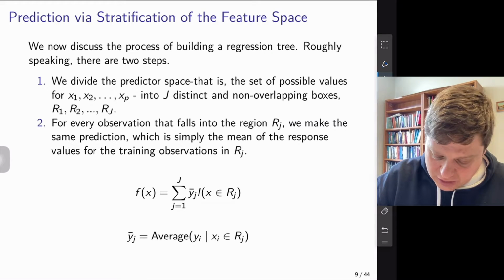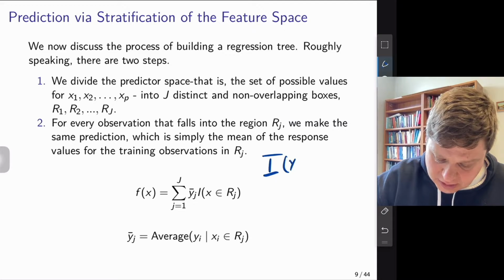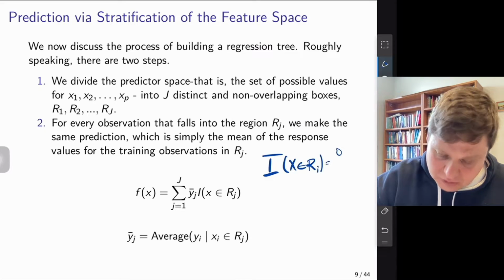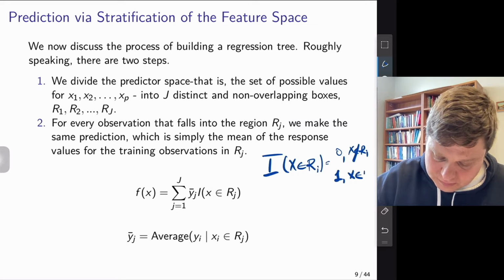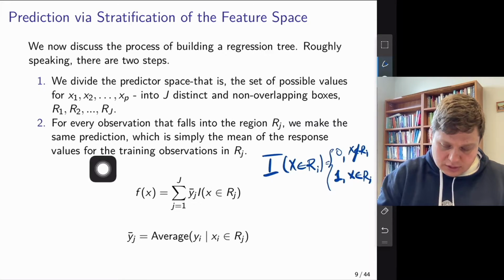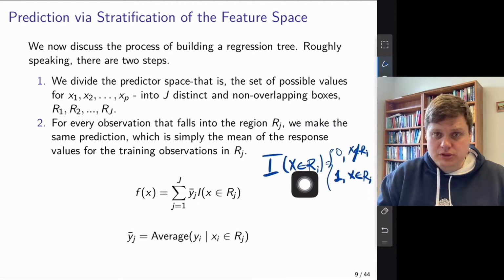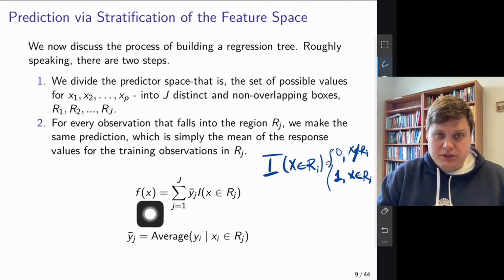We use this indicator function. Let me define the indicator function. The indicator function takes some statement, and it returns 0 if this statement is not true, so if x does not belong to region J, and it returns 1 if this statement is true. It's a 0-1 function which basically checks whether the statement is true or false. That's all it is.